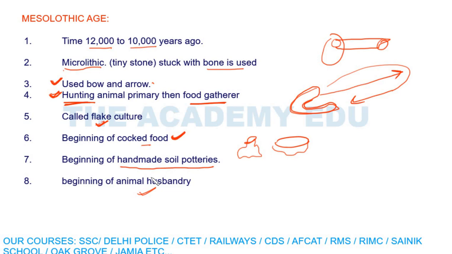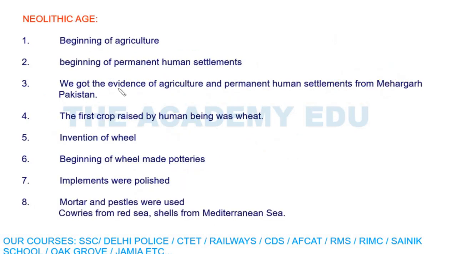So from the Mesolithic age, what they can ask you: first, bow and arrow; second, hunting; third, flag culture, right? And cooked food. These things are very important. Other points are important, but these 3 points are very important. Now move to the Neolithic age.